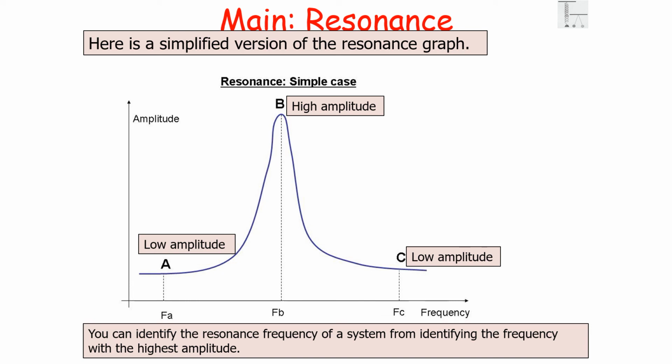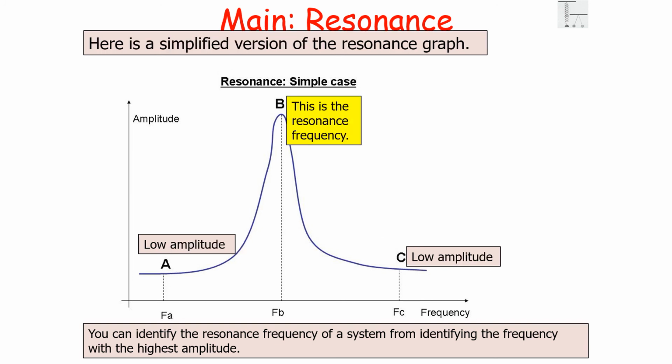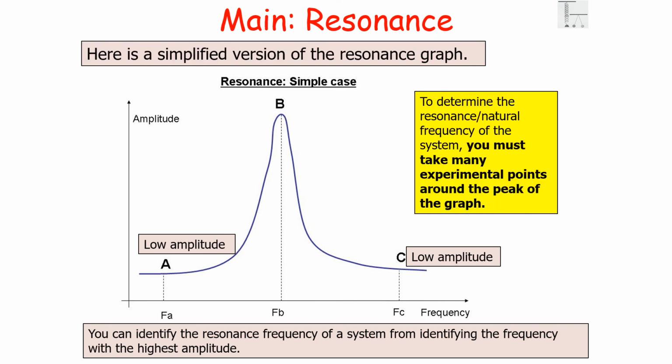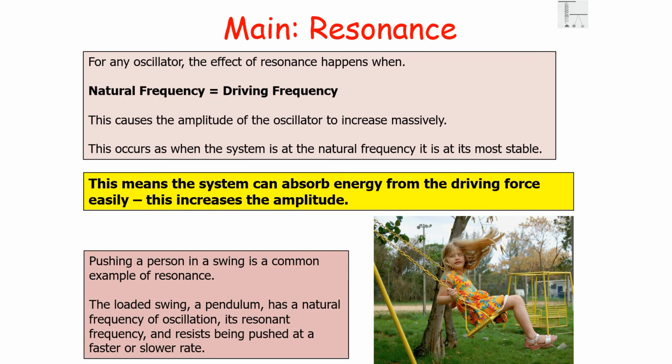So here's our simplified version of a resonance graph. You can identify the resonance frequency of a system by identifying the frequency with the highest amplitude, as it has the highest energy store. So B here is our resonance frequency, but it's also the natural frequency of the system. To determine the resonance or natural frequency of the system, you have to take many experimental points around the peak of the graph, so you decrease the intervals around the peak values. We know resonance occurs because the oscillator wants to oscillate at its natural frequency, that's when it's the most stable. This means systems can absorb energy from a driving force easily, increasing its amplitude.